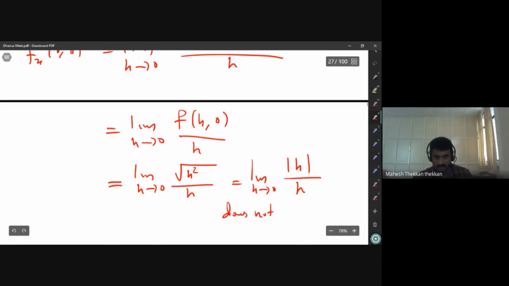Does not exist. Okay. What is the square root of h square? You will get plus or minus h. That is why I put modulus of h. And this value does not exist, because whenever you are coming from the right, you will get 1. If you are coming from the left, you will get minus 1. Okay. So this does not exist.